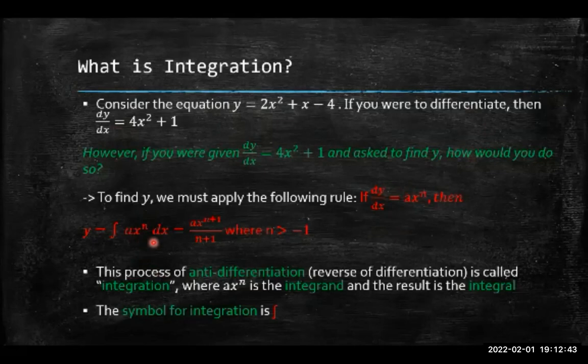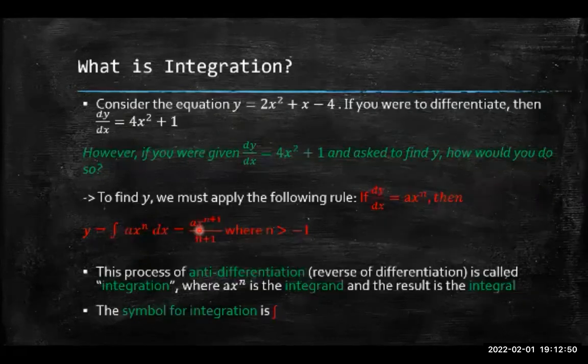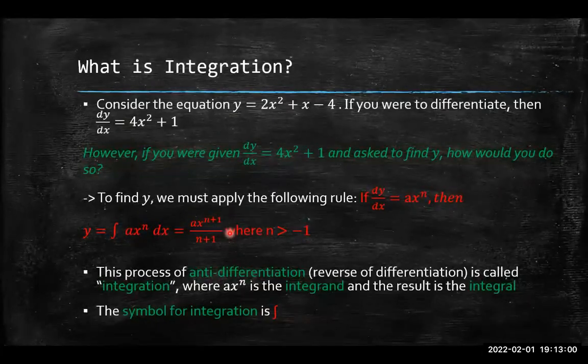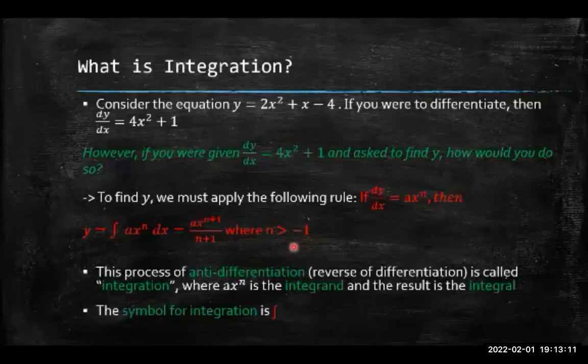What exactly is the integral? How do we find the integral? Well, to do that, use this rule right here. Ax to the power of n plus 1. So what does that mean? All you're doing is adding 1 to the power. Whatever power it is, you're adding 1. And then you're dividing that whole thing by the new power, right? But n cannot be equal to -1, as you saw in the syllabus. N has to be greater than -1.